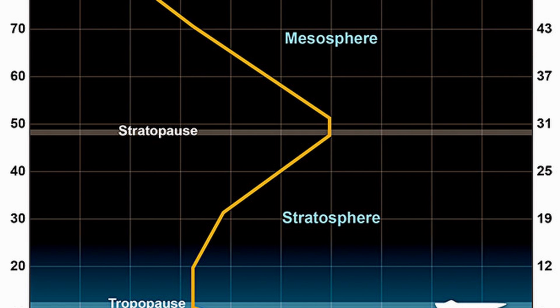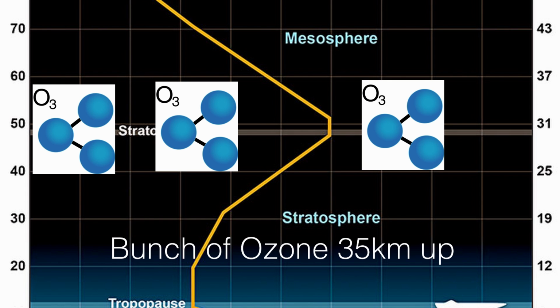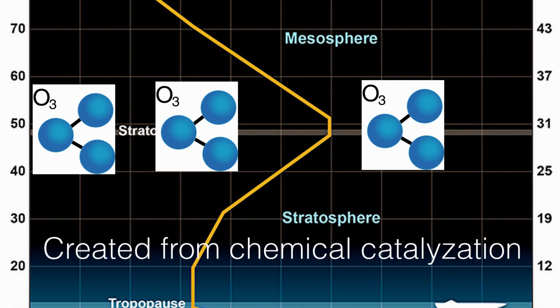35 kilometers above the surface, there's a high concentration of ozone, a whopping 8 parts per million. Despite this seemingly low concentration, ozone still has a massive impact on the stratosphere. This ozone exists in the stratosphere because of the reaction of carbon monoxide and oxygen being catalyzed by nitrogen dioxide.